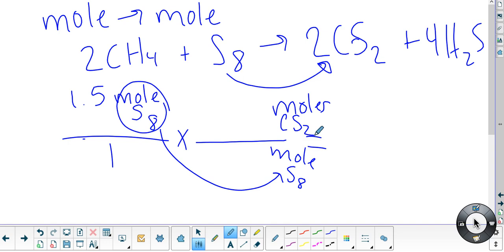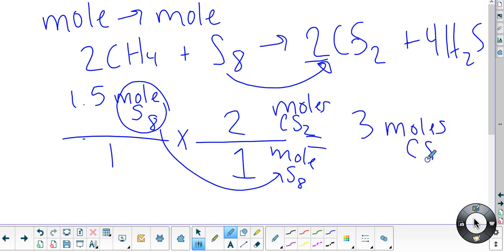So you're in moles, going to moles. You plot for coefficients. So what number's in front of your sulfur? 1. You got 2 there, so you're just multiplying them out and you get 3 moles. Right. So if the problem gives you moles and asks for moles, this is the only thing you can do.